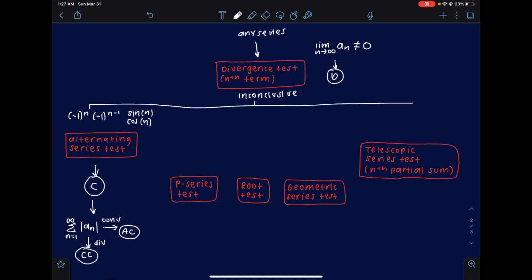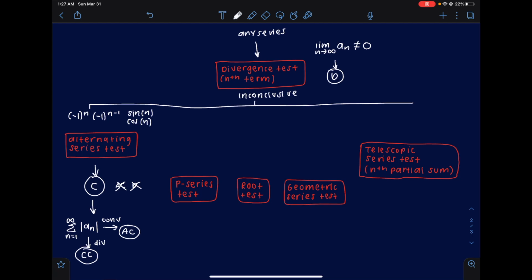And so the alternating series test usually proves conditional convergence, but you cannot use the alternating series test to directly prove absolute convergence or divergence. So that's out of the picture.